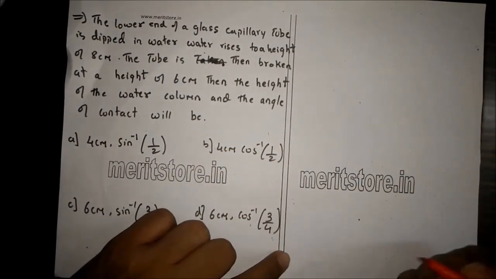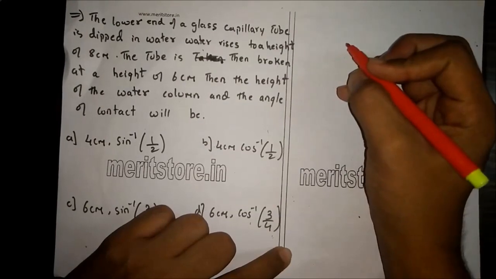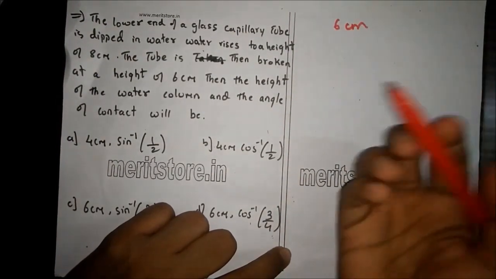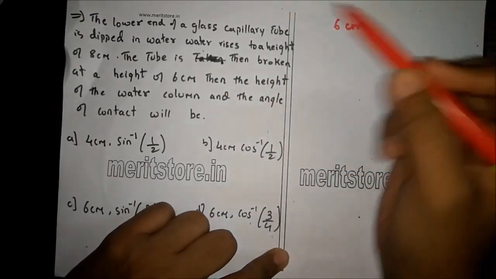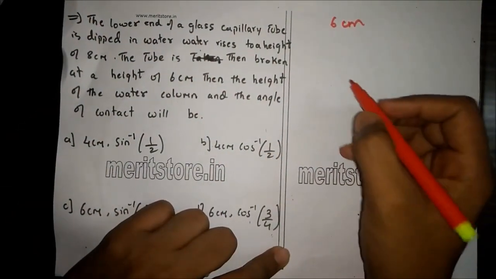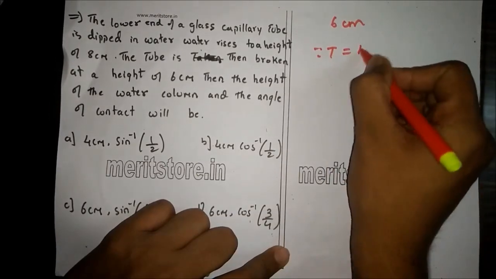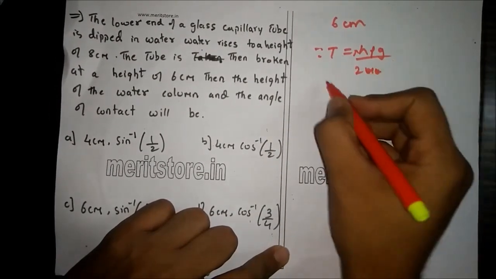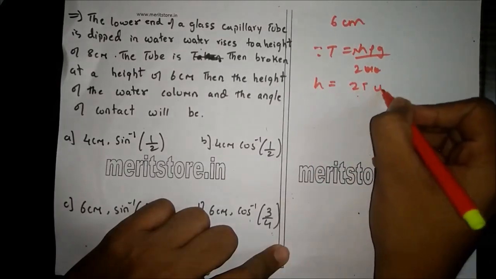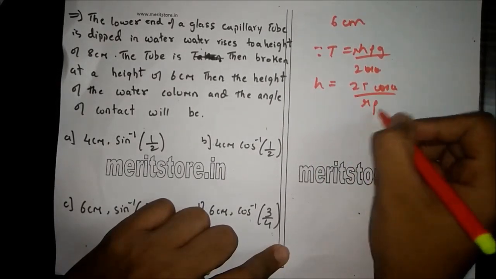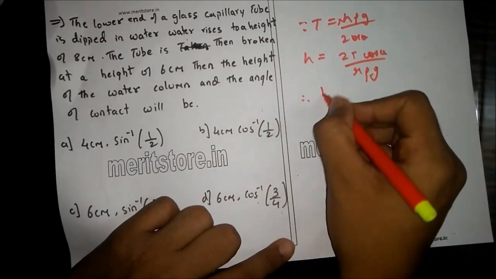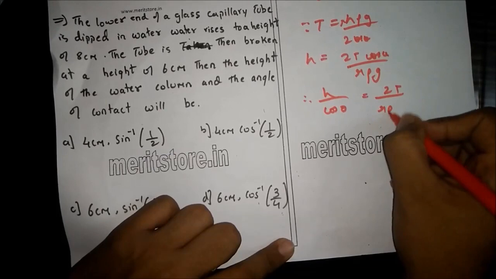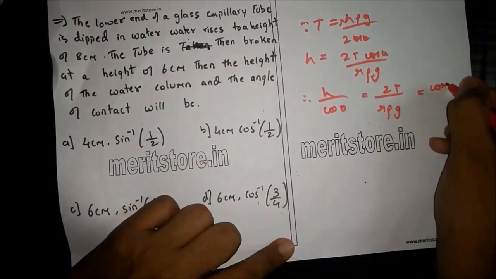Now when the capillary tube is broken at the height of 6 centimeter, the height of the water column will be only 6 centimeter. So the height of the water column is 6 centimeter. Now to calculate the angle of contact, surface tension is equal to R into H into rho g upon 2 cos theta, therefore H will be equal to 2T cos theta upon R rho g. Therefore H upon cos theta is equal to 2T upon R rho g, which is a constant.